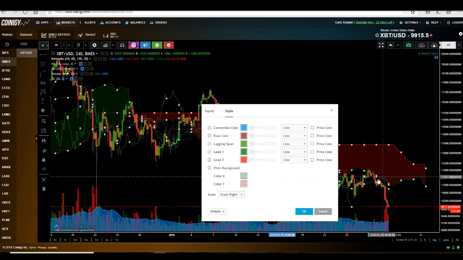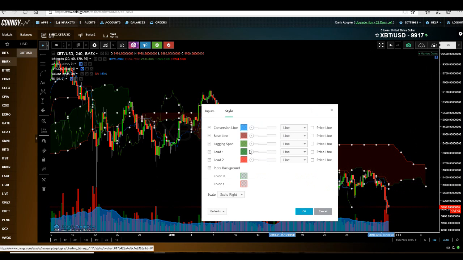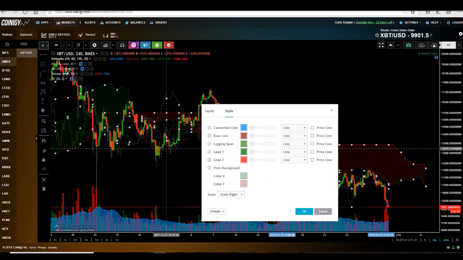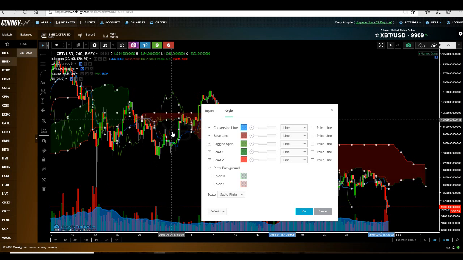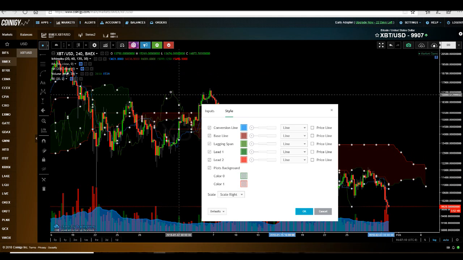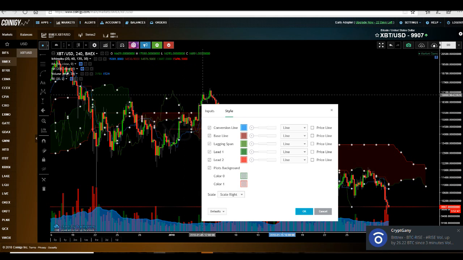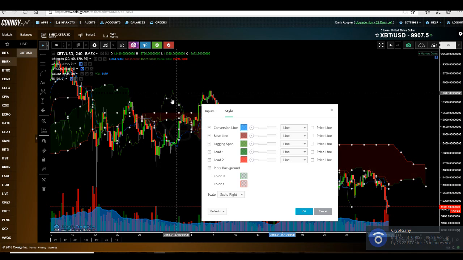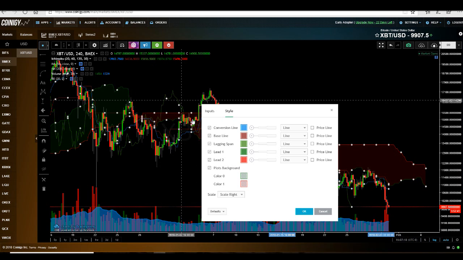Conversion line being this blue line, the baseline being the red, not the cloud line, but there's another red line right here. And then the lagging span, of course, is basically just a stencil of, or like a line graph of the regular graph, just like 26 days earlier. And then these are the cloud.